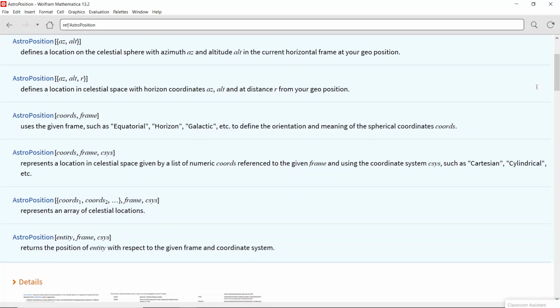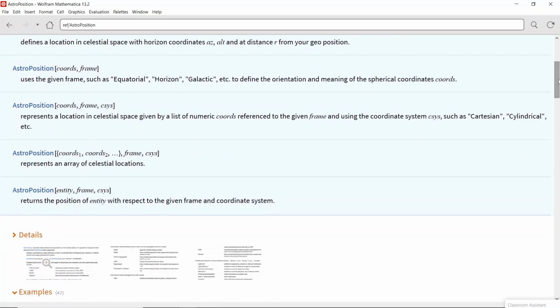AstroPosition[coordinates, frame, csys] represents the location in celestial space given by a list of numerical coordinates, referenced to the given frame and using the coordinate system csys, such as Cartesian, cylindrical, etc. AstroPosition[{coordinates 1, coordinates 2, ...}, frame, csys] represents an array of celestial locations. AstroPosition[entity, frame, celestial system, coordinate system] returns the position of the entity with respect to the given frame and coordinate system.